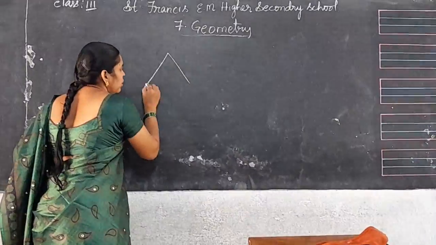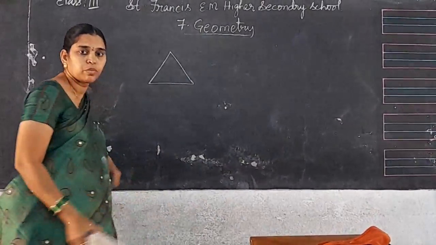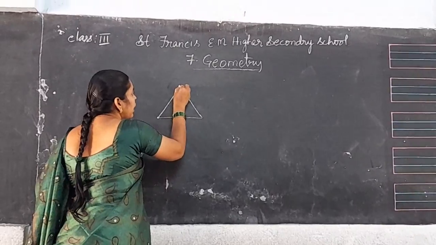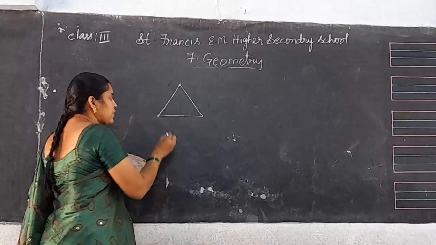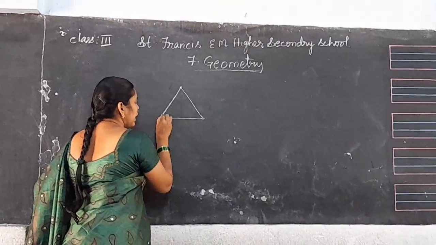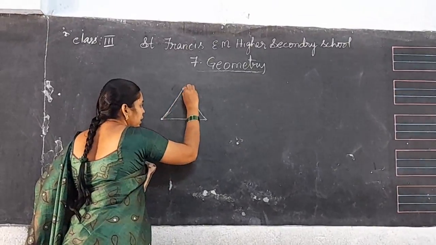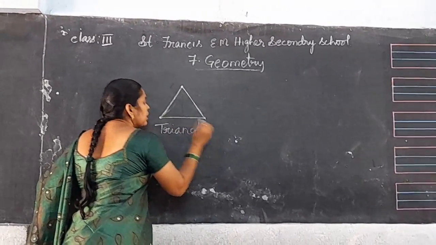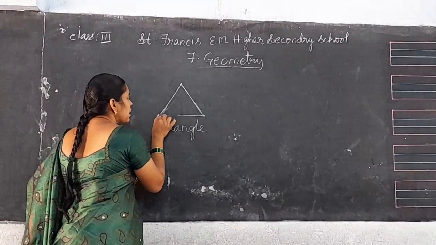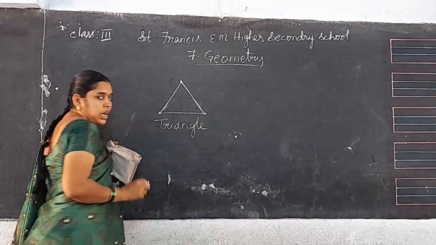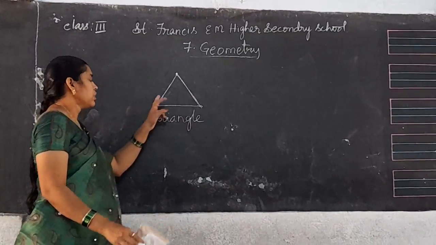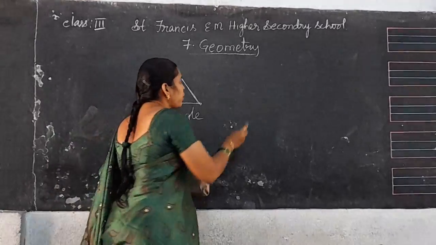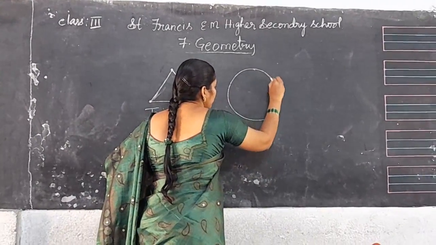What is this shape called? What is this shape? Triangle, right? So in a triangle, how many corners are there? How many sides first? Here to here one side, here to here one side, and here to here one side. This is the picture of a triangle. It has 3 sides, and how many corners, see here? 1, 2, 3. 3 corners. Okay? 3 sides and 3 corners. This is a triangle. Now I am going to explain this picture. What is this?